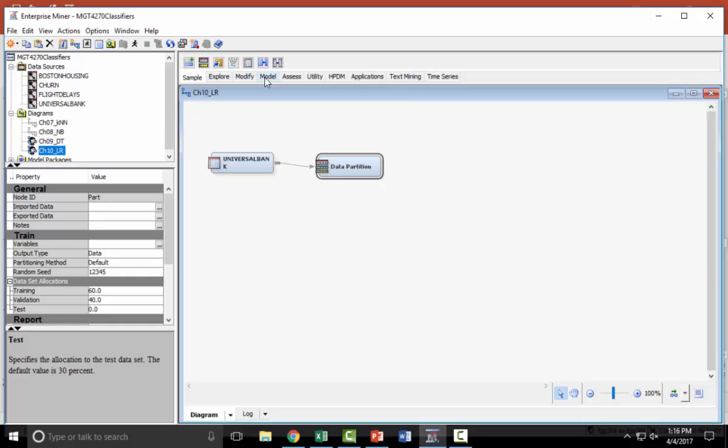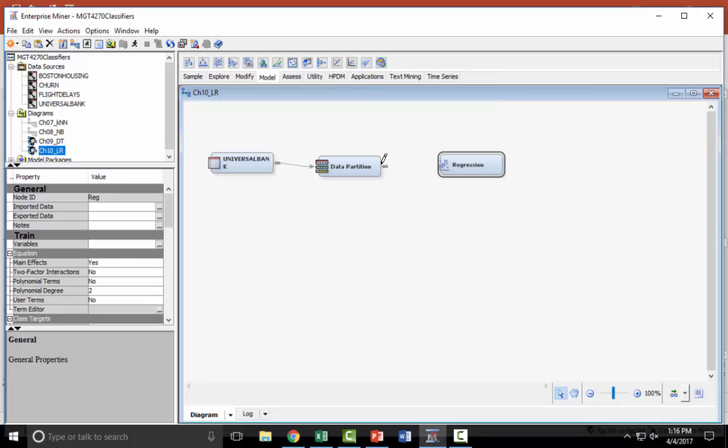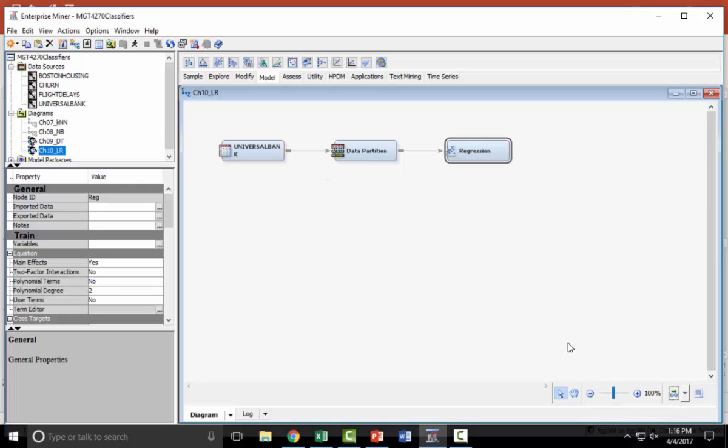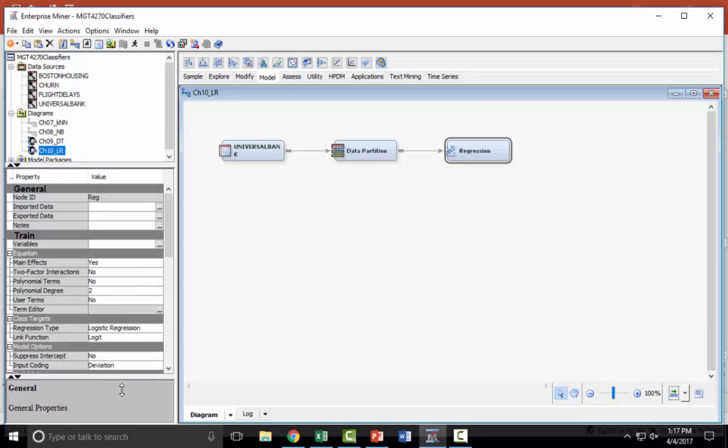Okay. And then regression. So this is the same regression node that we saw earlier in chapter 6, I believe, when the target was interval. Okay, now the target is binary, so we don't have to change this. We leave it as logistic regression. Okay. If it was interval target, then we have to change this to linear regression.